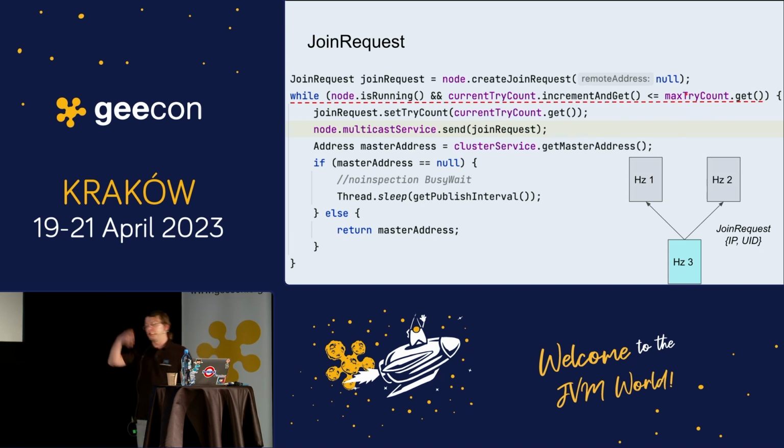It is while max try count. So we try to send these join request messages multiple times to all existing nodes until we get an answer from the so-called master node. We try to do it as many times as max try count, or until we receive the response from the master node. So it is a so-called busy loop. It is okay, and in most cases it works correctly, but in some cases it could fail. When does it happen and why?